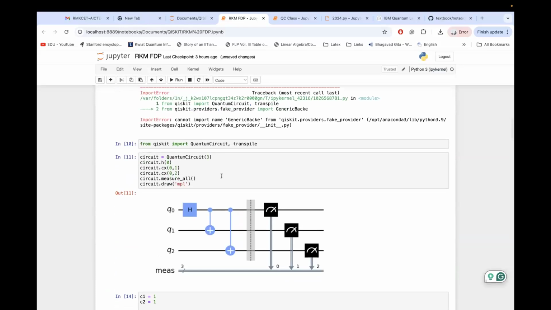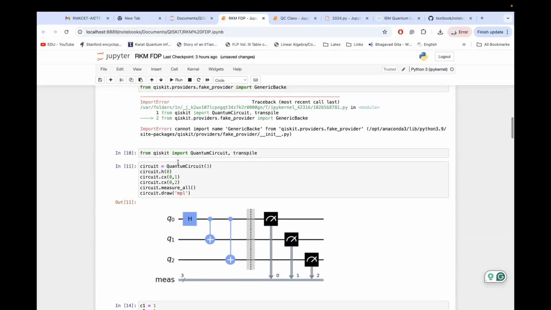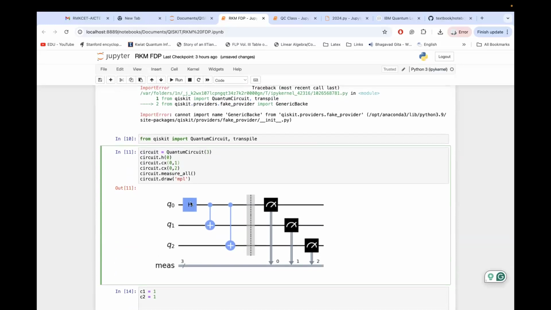For example, here, if you look, I have created a quantum circuit with 3 qubits, and I have named that circuit 'circuit'. Then I want to perform these gate operations, for example, though I still haven't introduced what the Hadamard gate and CNOT gates are. Let's assume there exist some gates, but later on I will introduce what these gates are.